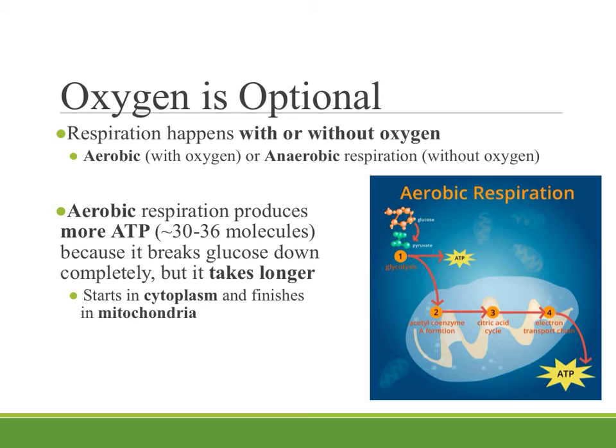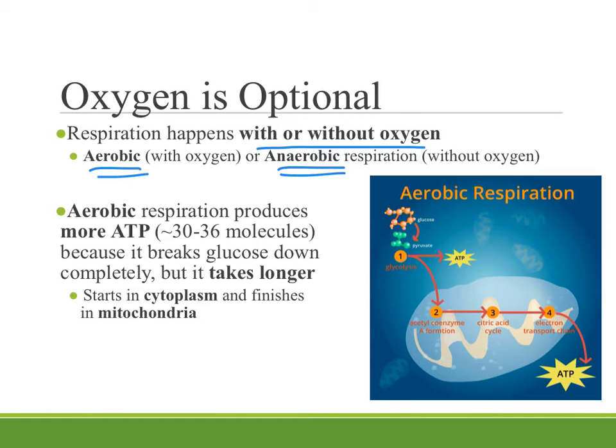Now, cellular respiration, we talked about how glucose and oxygen go into it, but oxygen is optional because respiration happens with and without oxygen. When it is happening with oxygen, it is known as aerobic respiration. So we have aerobic cellular respiration when oxygen is involved, when oxygen and glucose are the reactants. But if oxygen is not present and just glucose goes into the reaction, we have anaerobic cellular respiration because anaerobic means without oxygen.